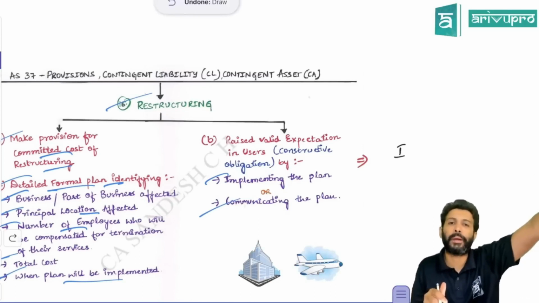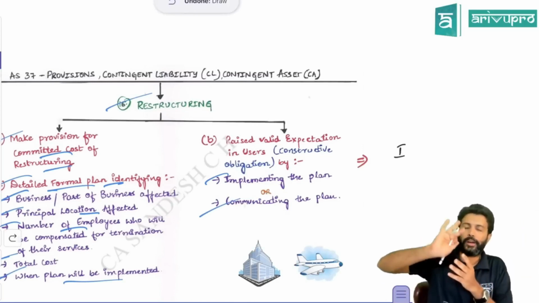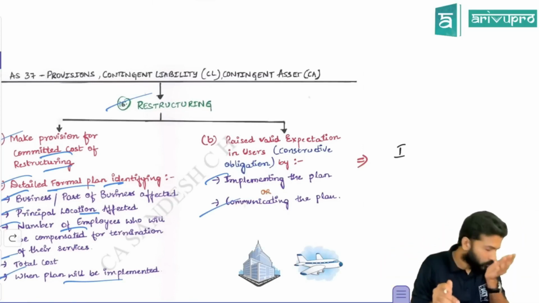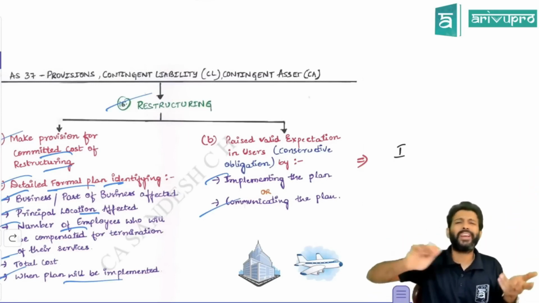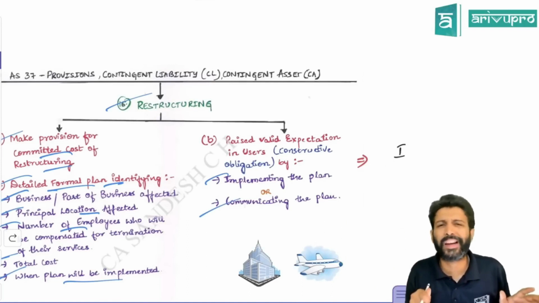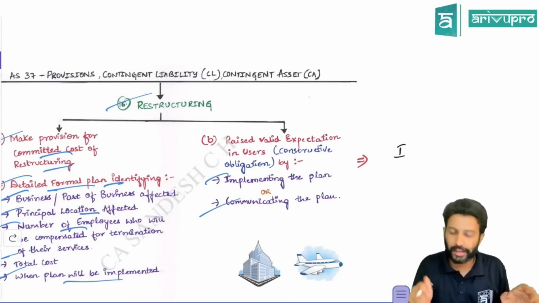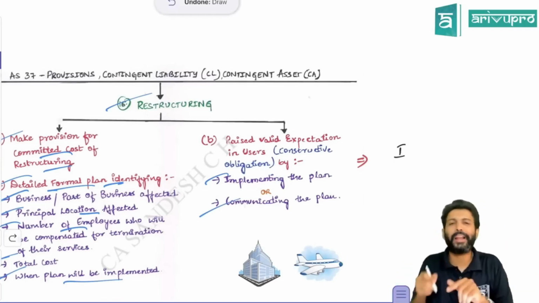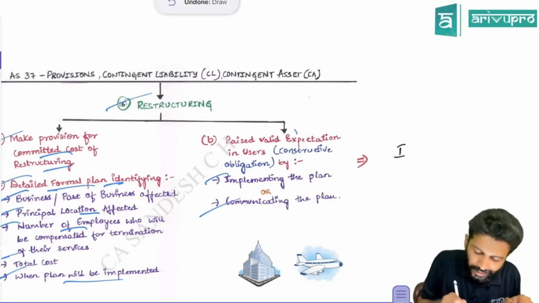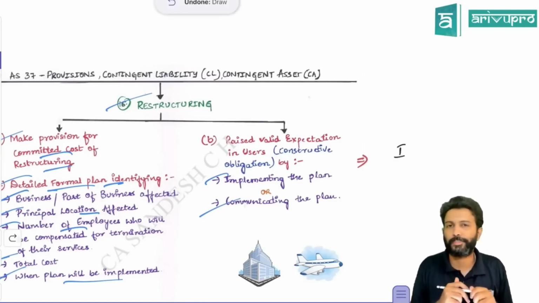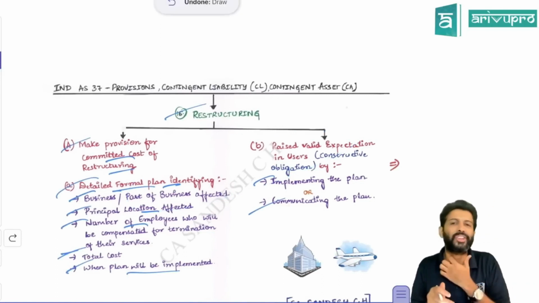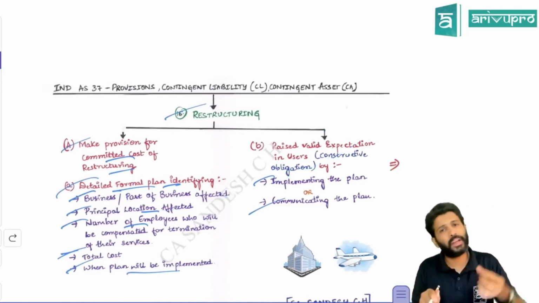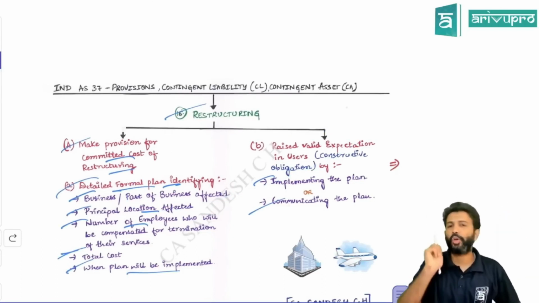Start firing a few people. You announce that you start firing employees of a few divisions. That way, all the divisions' employees will get a fair idea that they might be fired. So either you implement the plan or communicate the plan. When you do this, a valid expectation will be set among the users. So the day these two criteria get satisfied, we say the organization has got committed to its restructuring activity, and for such committed restructuring cost, you can make the provision.